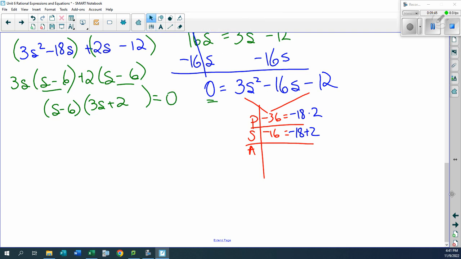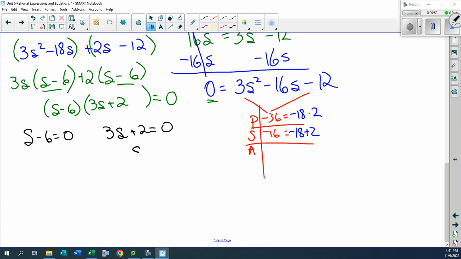Which allows us now to solve. This is S minus 6 equals 0. We have 3S plus 2 equals 0. Bring the 2 over. There's 3S equals minus 2. Divide by 3. Divide by 3. S equals minus 2/3. What? You can't go backwards. What's the point of going on a canoe trip and canoeing backwards? That's just kind of silly.